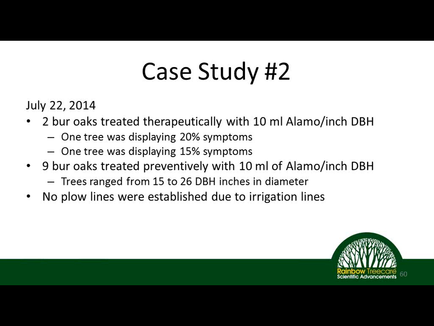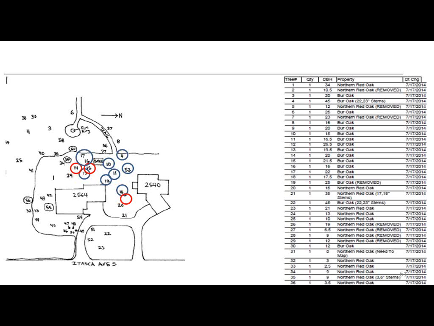And then we also had 9 high-value bur oaks that were within root grafting distance of these infected trees. So the consulting arborist recommended treating these at the lower rate, and these trees range from 15 to 26 inches in diameter. And at this site, plow lines were not feasible due to buried utilities and irrigation lines.